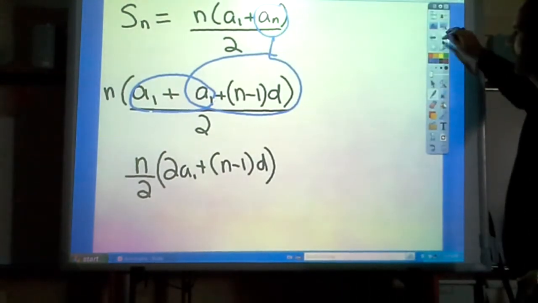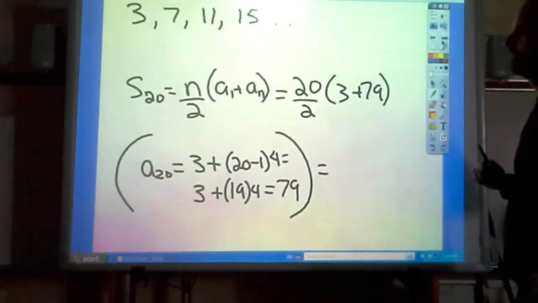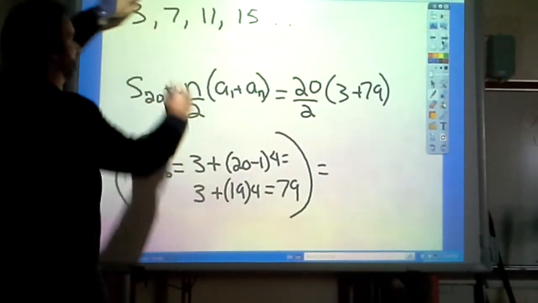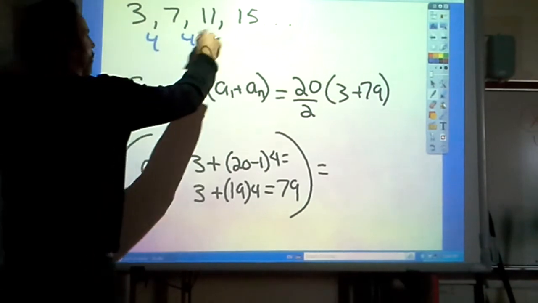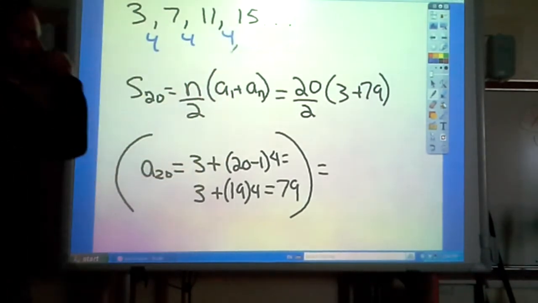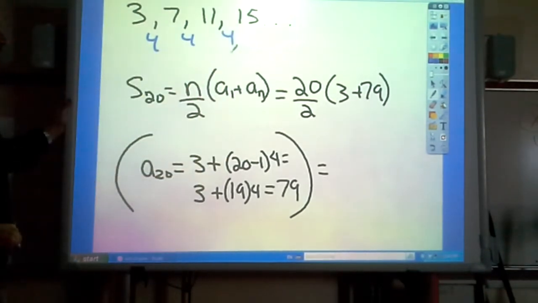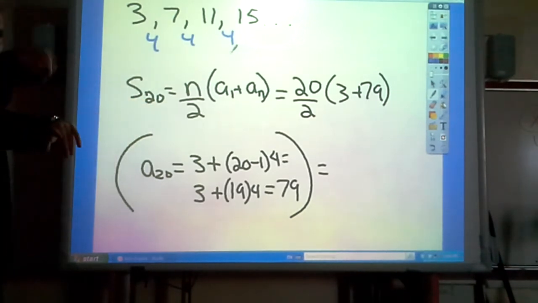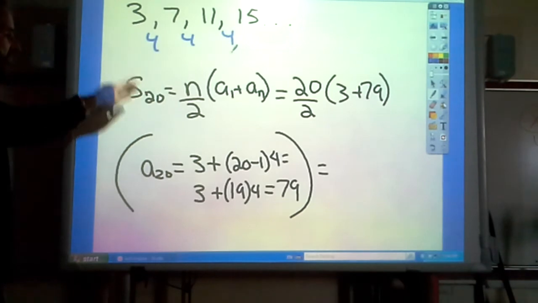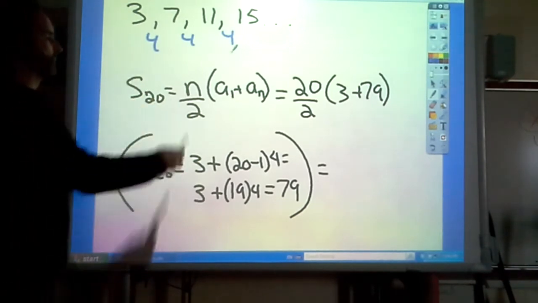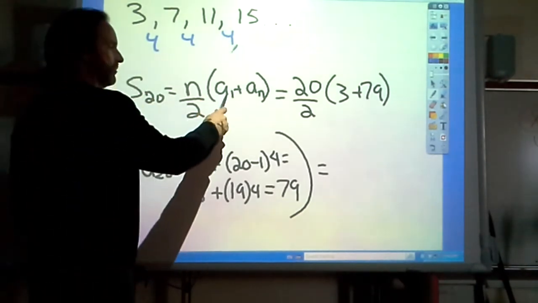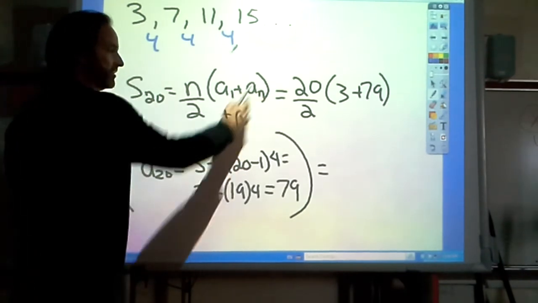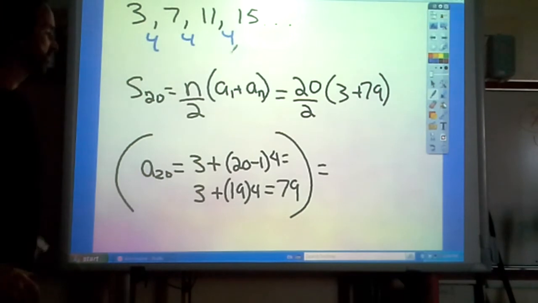So basically what I've got here is an example. I've got a sequence, 3, 7, 11, 15. Difference of 4, 4, 4. It's arithmetic. Okay? I want to sum up the first 20 terms. Notice I didn't use the sigma notation with the Greek letter sigma, but here's the sum of the 20 terms. It'd be n over 2 times a sub 1 plus a sub n, and n is 20. Okay?